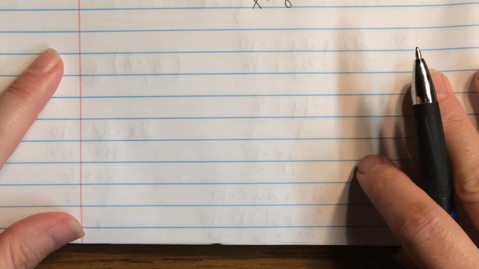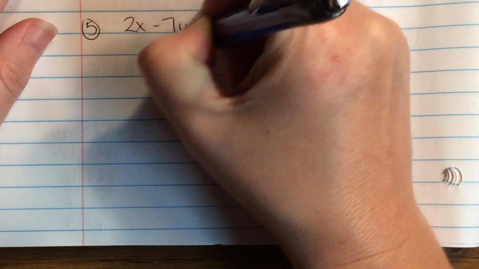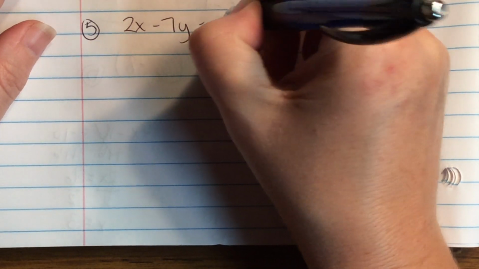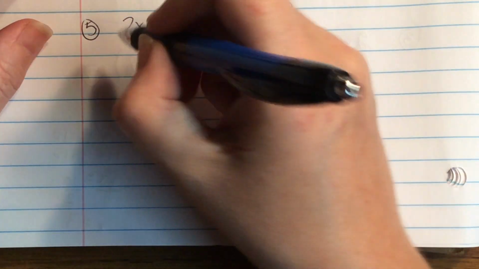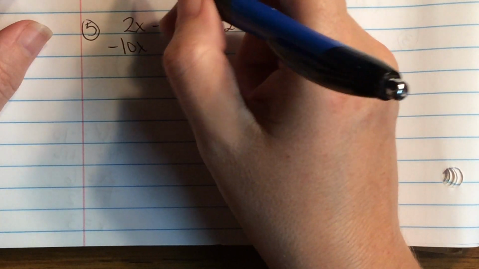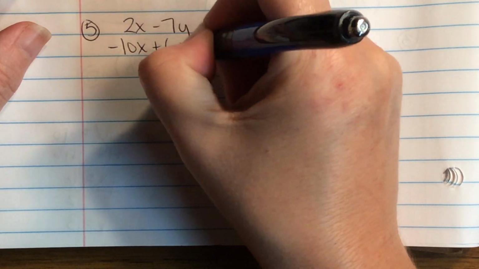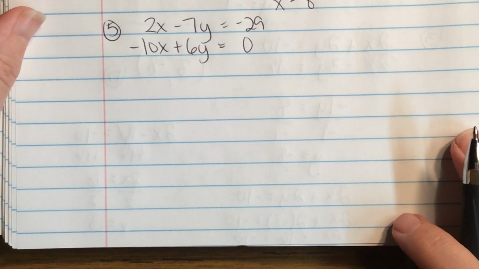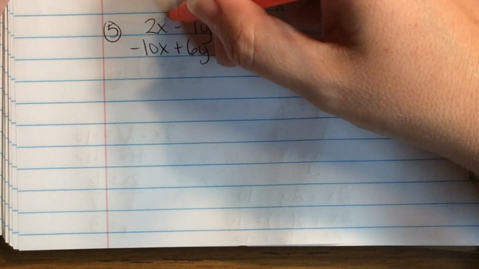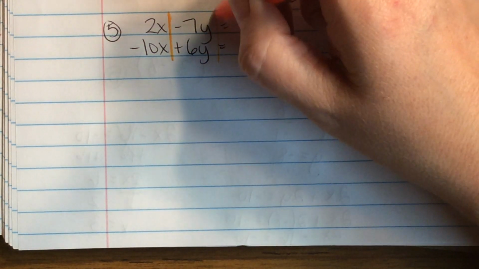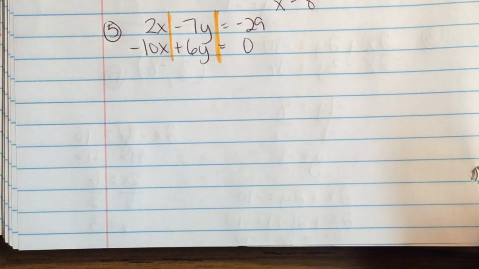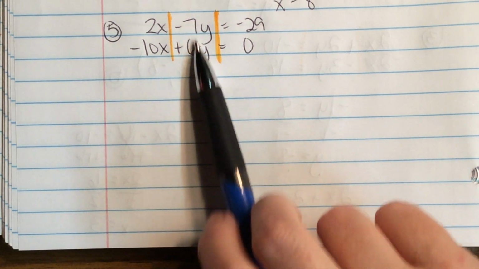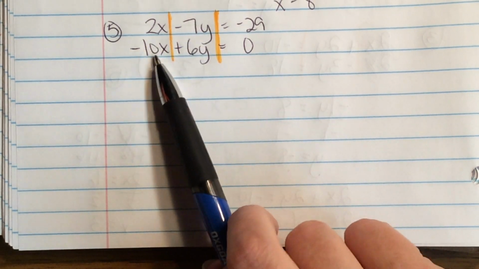Okay, moving right along. We got number 5. We have 2x minus 7y equals negative 29. Then we got negative 10x plus 6y equals 0. Alright, well we have very similar to the last problem, a 7 and a 6. They don't really have anything in common until you get to 42. So I don't think they're a good choice. I don't really want to go that high. So I'm going to go with my x's.